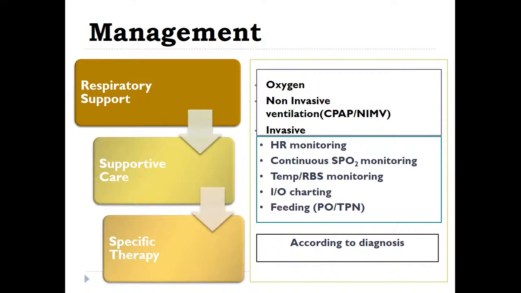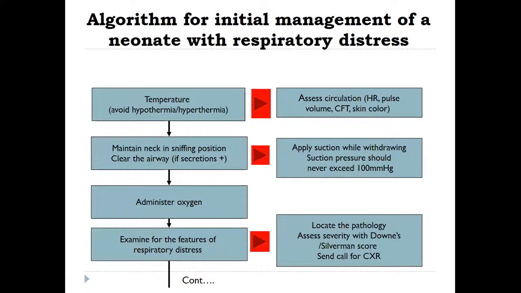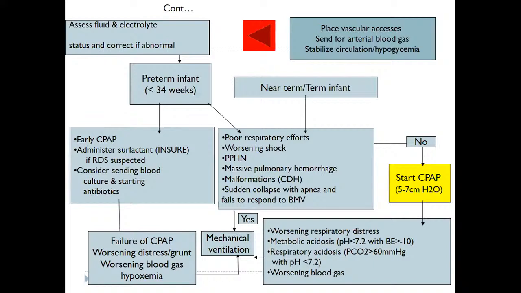And we need to identify the cause and then give specific therapy. So these are the routine management steps. We assess the temperature and circulation, and monitor them, correcting based on that. We maintain the neck in the sniffing position in order to align the airway. We clear the secretions as well. We administer oxygen to maintain normoxemia. We examine the respiratory distress features and calculate the Downes and Silverman scores. We locate the pathology based upon the clinical assessment and also the X-ray. We adjust the fluid and electrolytes so that abnormalities are corrected. With preterm babies, weigh early.